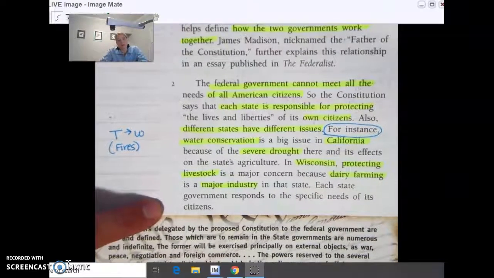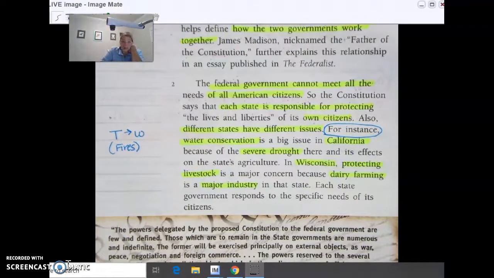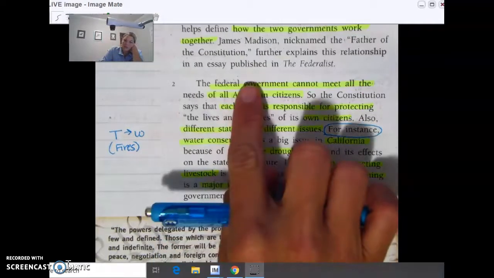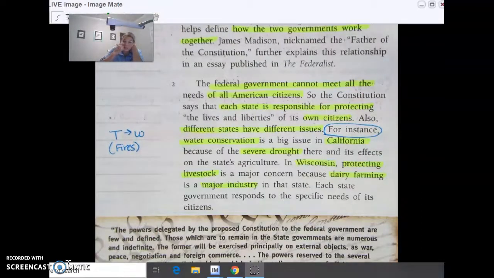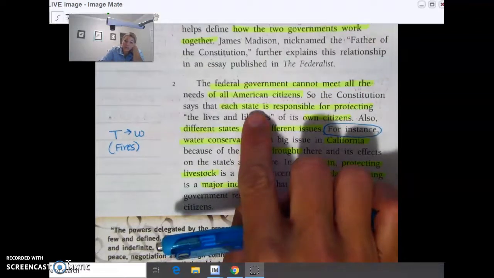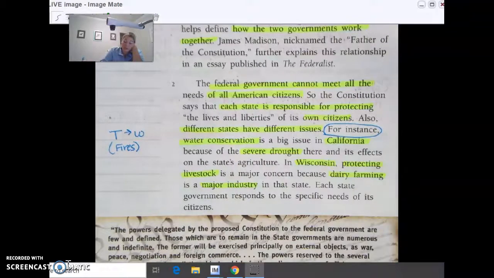So, as we read this paragraph, we have some details, some things that were important they wanted us to know highlighted. We know the federal government cannot meet all the needs of all of its Americans. That's a lot of people. So we learned that the state is responsible for protecting its own citizens.